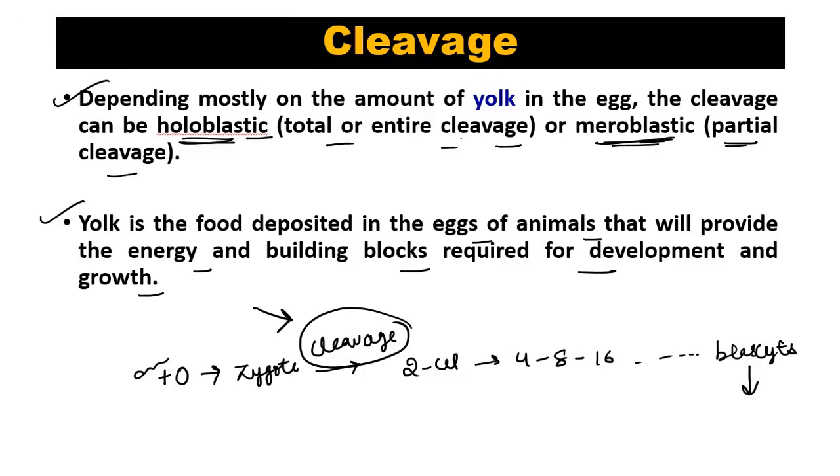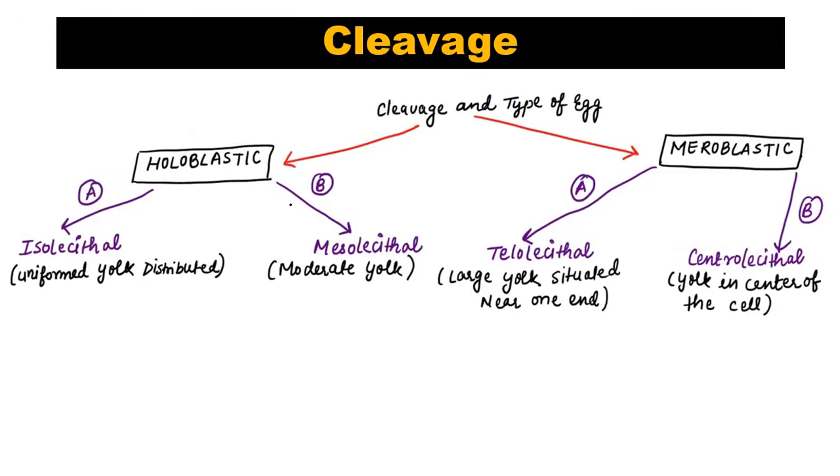So let's focus on these two types of cleavage now. Okay, so we have seen that there are two categories, holoblastic as well as meroblastic. Holoblastic is complete cleavage, right? And meroblastic is incomplete cleavage. So now the question is why is that so? Why does holoblastic show complete cleavage and meroblastic show incomplete cleavage?